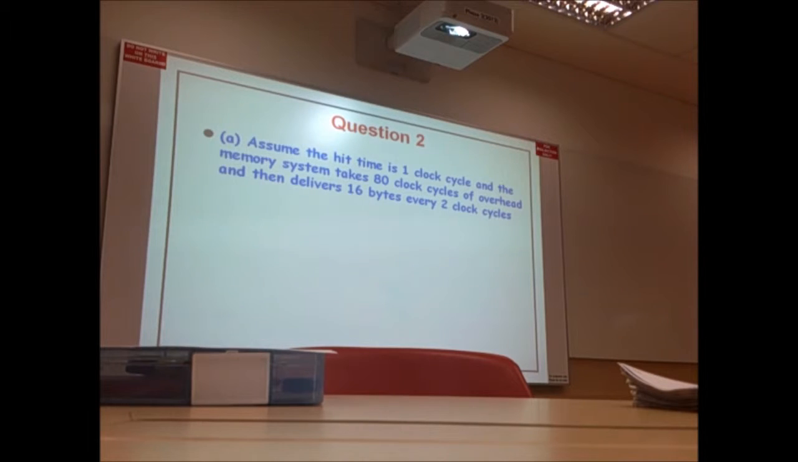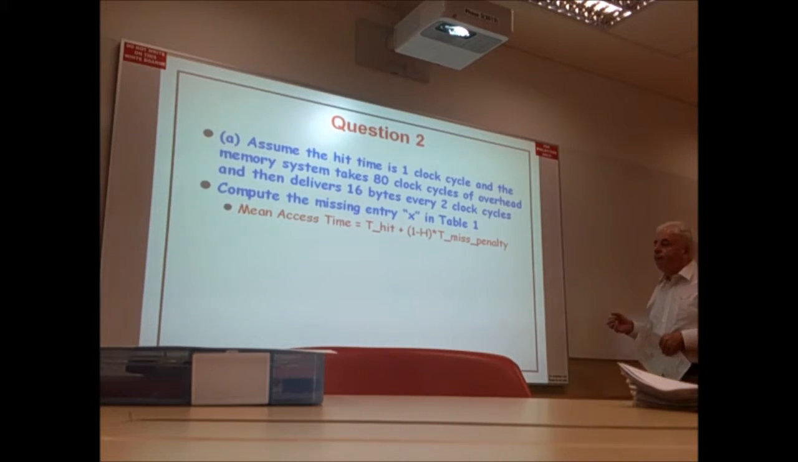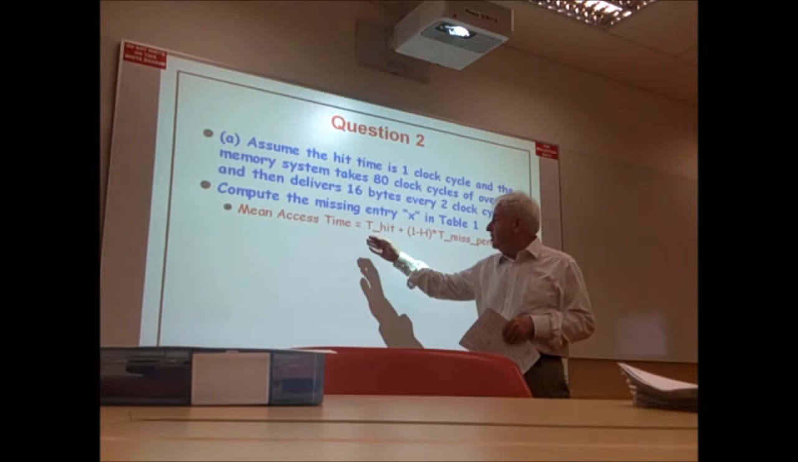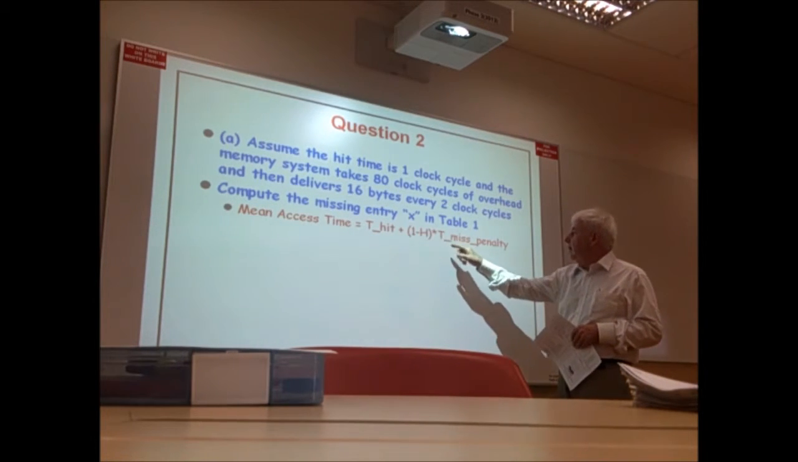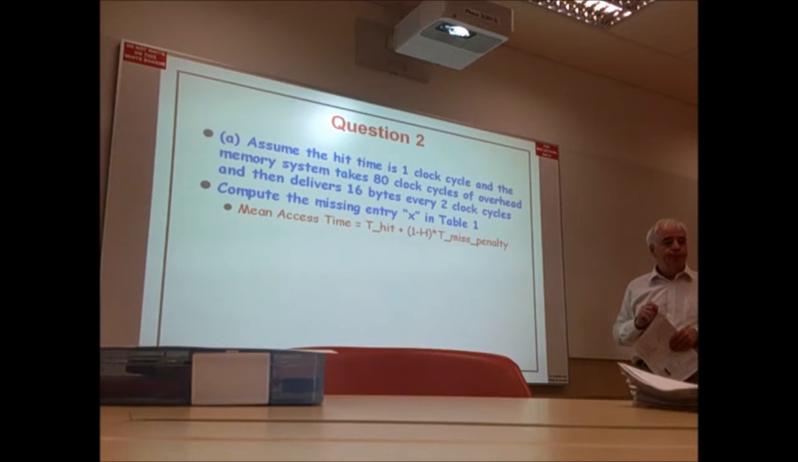If you remember from last week, we have a formula. The formula we had last week was that the mean access time is equal to the hit time plus the miss rate times the miss penalty. So we want to calculate this value x in the table. X is the miss rate we want to calculate.